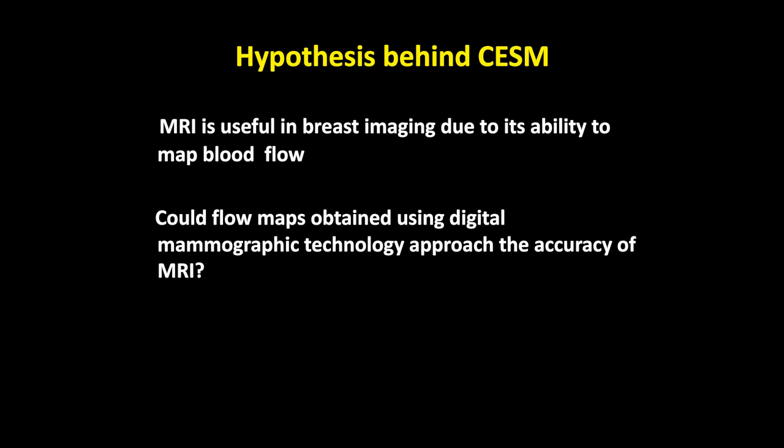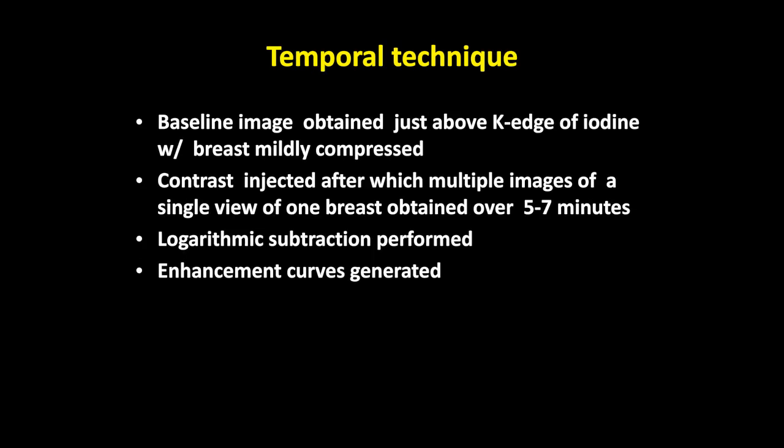Basically, contrast mammo is able to map blood flow just as MRI is able to do. Originally, this technique was done using what's called the temporal technique, and this is kind of like the old-fashioned angiograms. The patient would have her breast in compression. A baseline image would be performed prior to contrast injection.